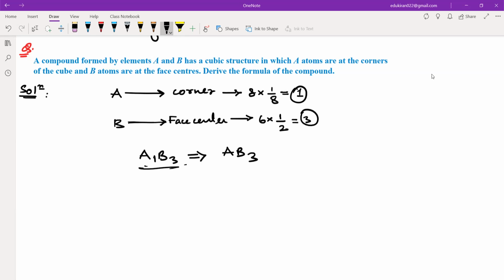So one more thing: A1 B3 and AB3, you will convert. The 1 is not written in a formula, right? Have you ever seen a 1? When we write H2O, do we write H2 and O1? No. It is just H2O. So try to follow that in your formula also, whether you have a circle or whatever.